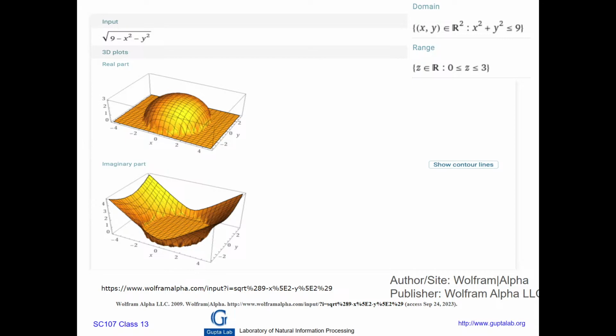Output, so range, how will you find? Domain is easy here, right? Any doubt about domain? Domain is easy, right? What about range? Let me write it down for you. So domain is obviously this portion. If this is x square plus y square equal to 9, right? This whole interior is the domain, D.